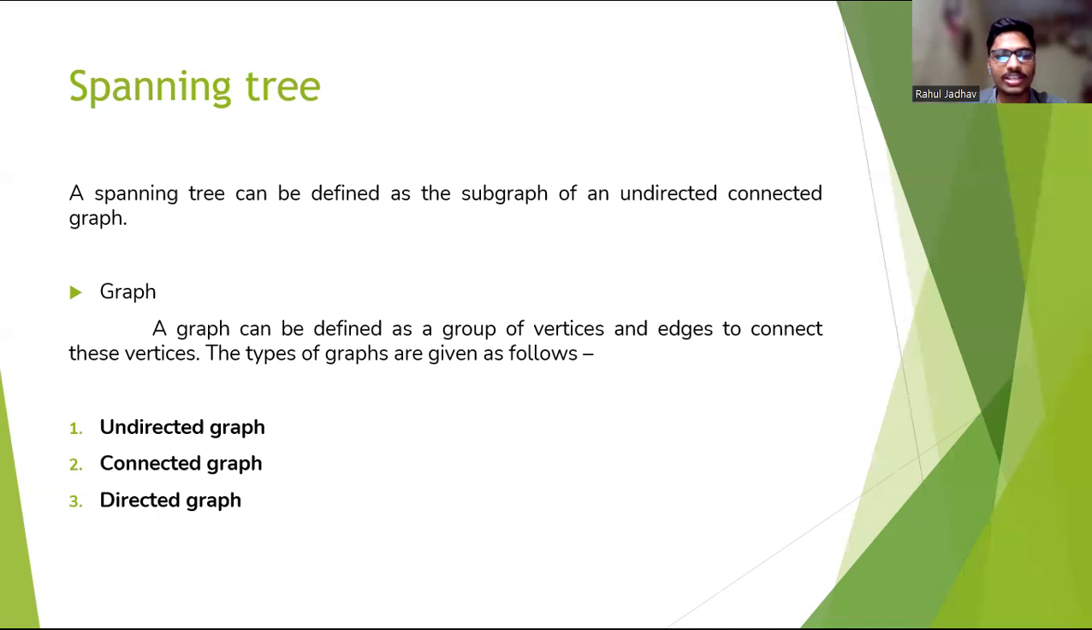Second one is the connected graph. A connected graph is a graph in which a path always exists from a vertex to any other vertex. A graph is connected if we can reach any vertex from any other vertex by following edges in either direction. And third one is a directed graph. Directed graphs are also known as digraphs. A graph is a directed graph if all the edges present between any vertex or nodes of the graph are directed or having defined directions.